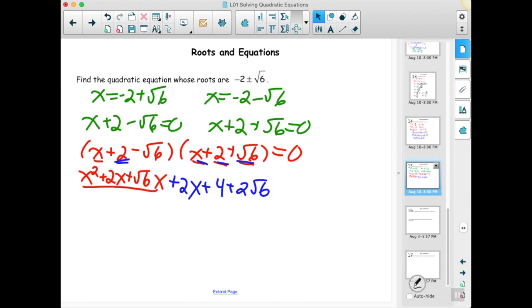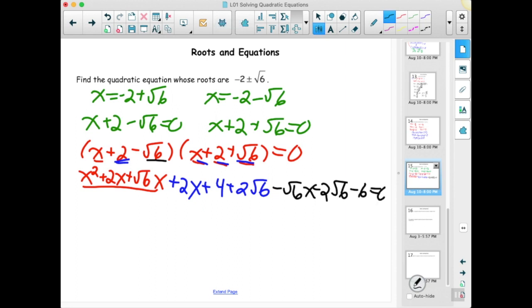Alright. Change colors one more time. I'm going to look at this guy now. Minus root 6x, minus 2 root 6. And that times that is minus 6 is 0. And again, that would be that times that times that, and that times that.